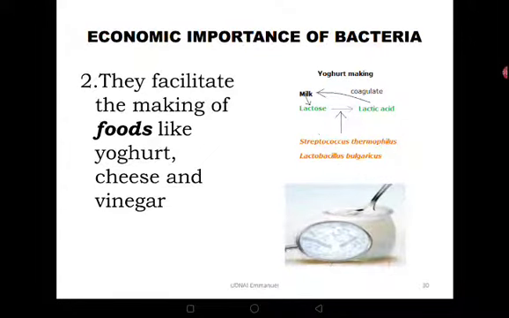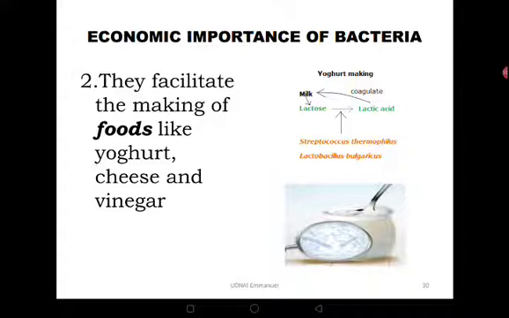Two, they facilitate the making of foods like yogurt, cheese, and vinegar. I know most of you enjoy yogurt, yes? The ladies out there, you enjoy yogurt, I know. But do you know how it comes? Do you know how it is made?